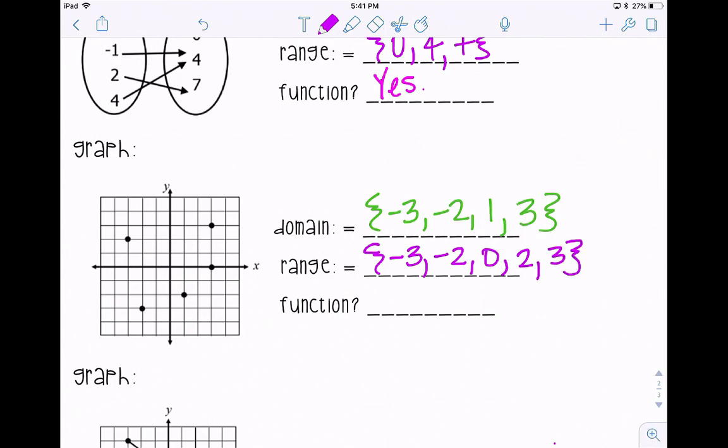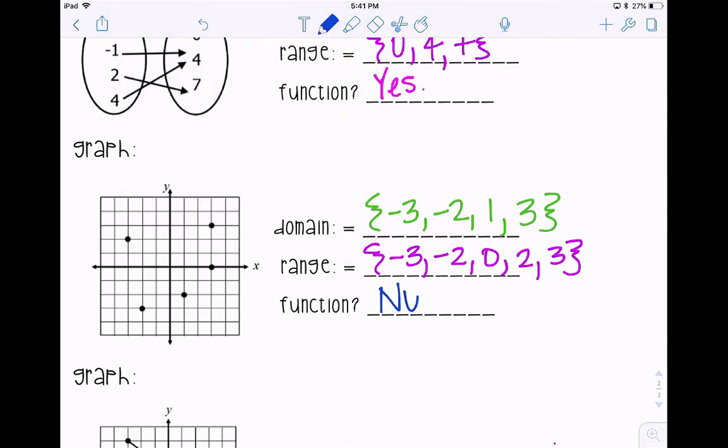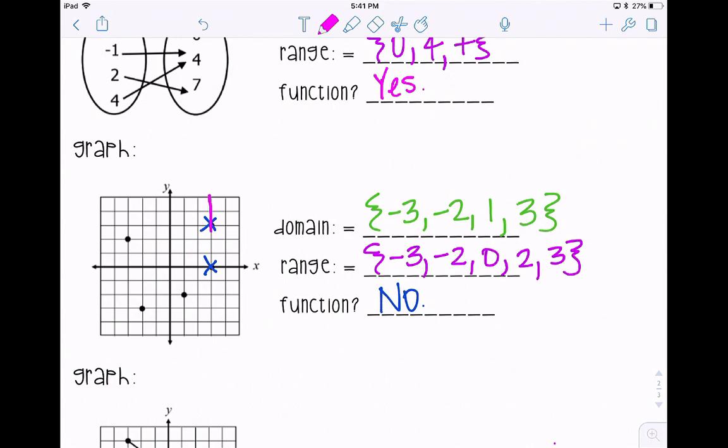And then it asks if it was a function, so hopefully you already know that this is not a function. So I'm going to put no, and then we'll talk about why, just in case you don't know. So no, it is not a function, and that is because this point right here and this point right here have the same x value, right? This x right here at 3 is cheating with this one and this one. So that is not a function. It does not pass. Remember, we call it the vertical line test. If I drew a vertical line through this point, it also goes through that point. So it does not pass the vertical line test.